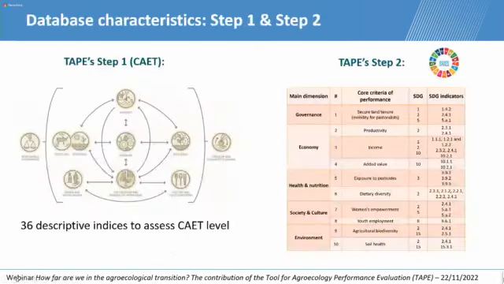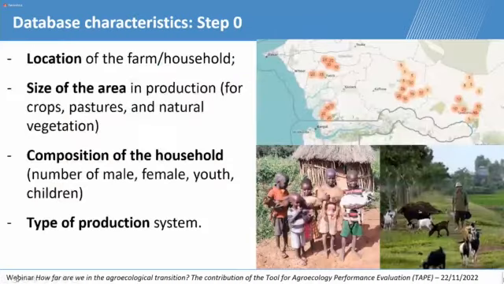So what can we find in the database? In the database, we have the data from step 1, of course, that have been presented by Remy. So the data about the 10 elements of agroecology of each farm and their indices. We have the information about the criteria of performance in step 2 and several other sub-indicators and information about other indicators of performance related to the SDGs. And of course, we also have the characteristics of the farms. So in step 0, we have, for example, the location of the farms. Here in the map, you can see the location of the farms that we have evaluated in Senegal.